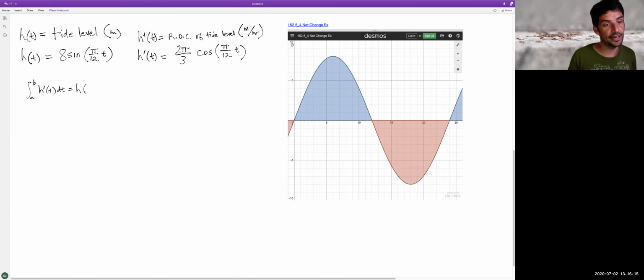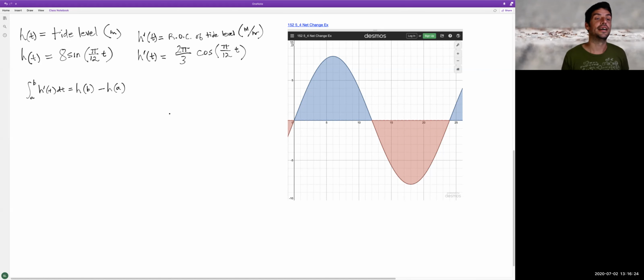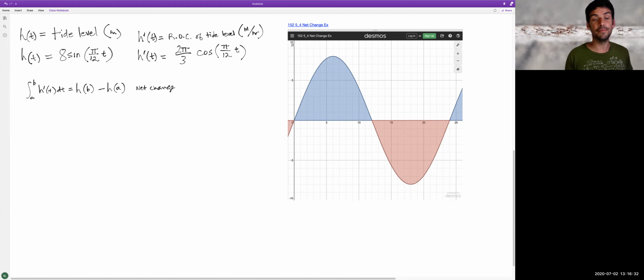I simply take the value of the height at the end of the interval minus the value of the tide height at, or the level of the tide at, the beginning of the interval, and this gives me the net change in the tide. Right? Net change means it doesn't matter what happens in between.